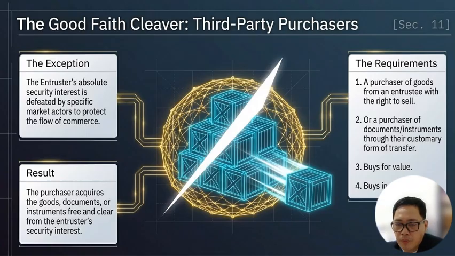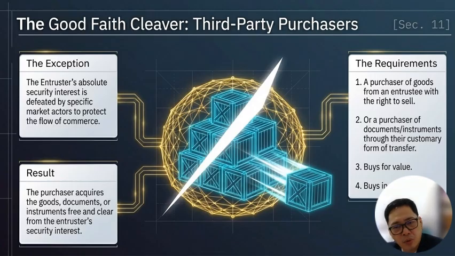flow of commerce. Section 11 dictates that if a purchaser buys goods from an entrustee who has the right to sell them, or acquires documents or instruments through customary transfer, they acquire those items completely free from the entrustor's security interest. The two requirements for protection: for a third-party buyer to successfully sever the entrustor's legal claim over the items, the purchase must meet two specific conditions.